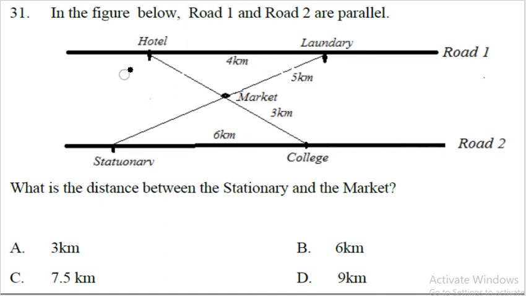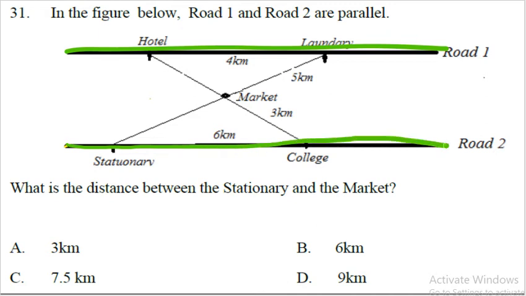As you see here, question number 31 says the figure below, road 1 and road 2 are parallel. There are two roads, the upper and the lower. Let us try to plot it. The upper road is this one, and the lower road is here. These two lines are parallel.